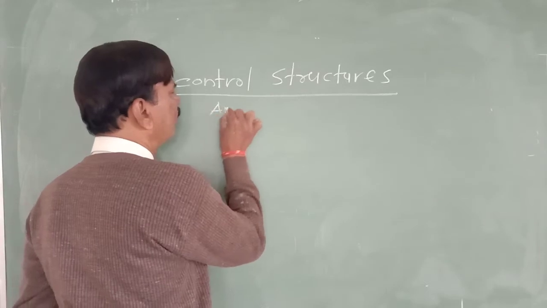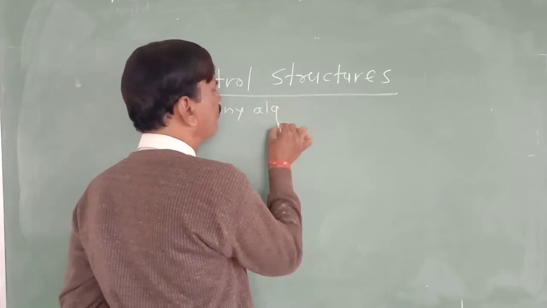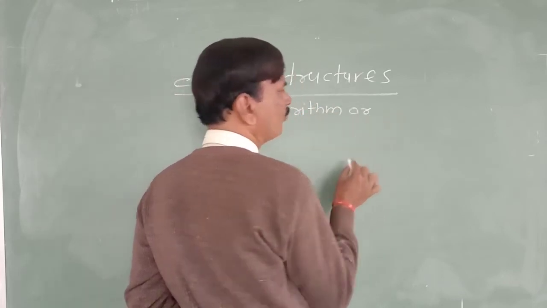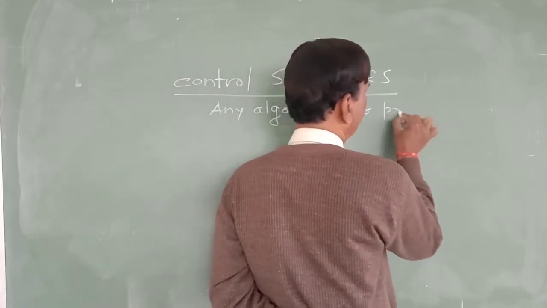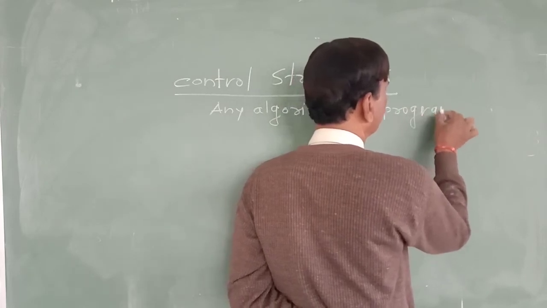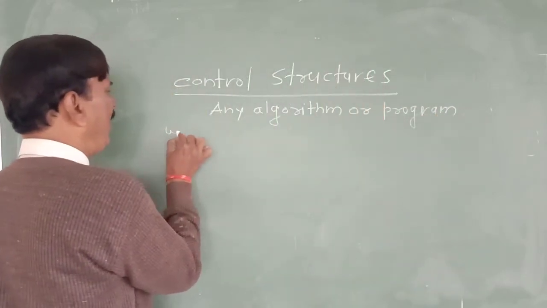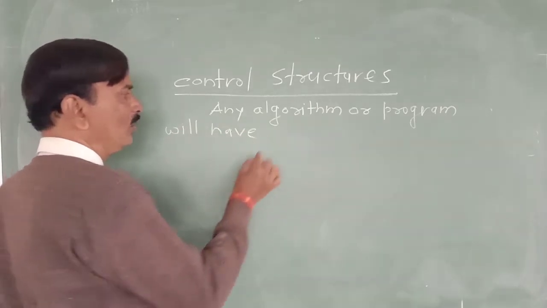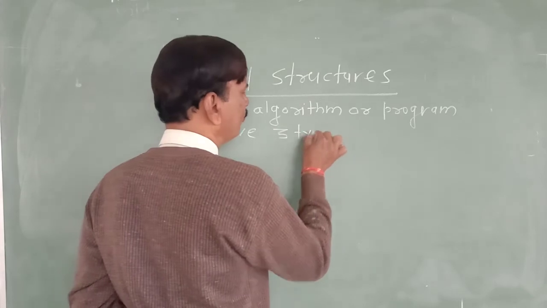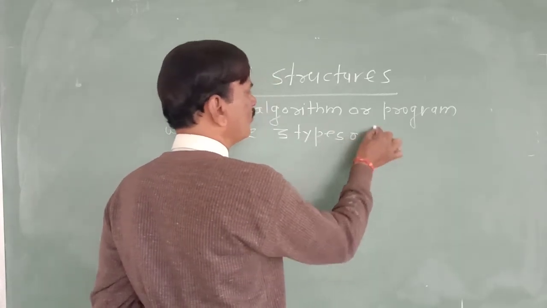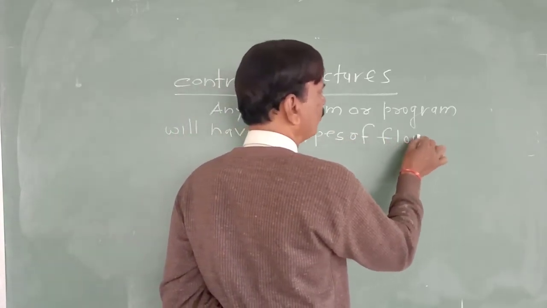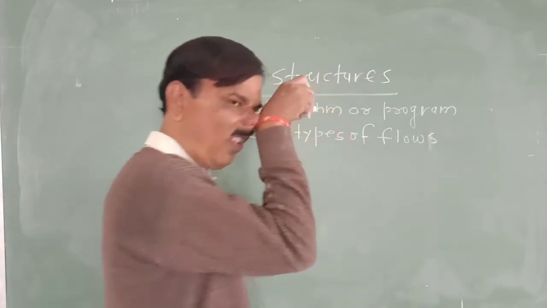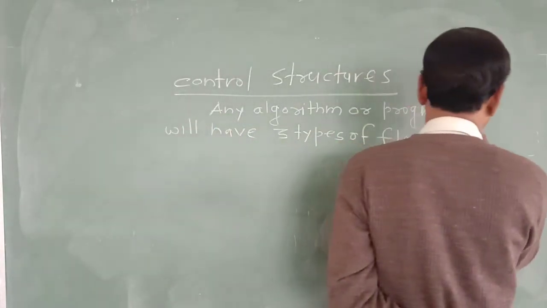Any algorithm or program will have three types of flows. Either one kind of flow will be there. Flows, in other words, logic.